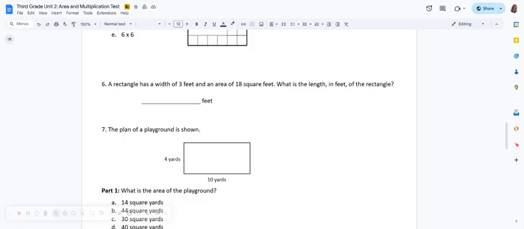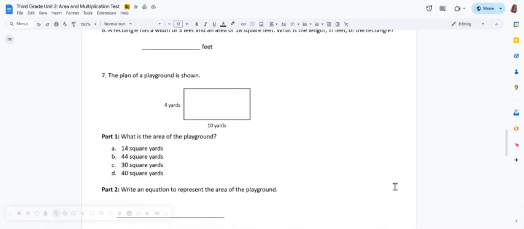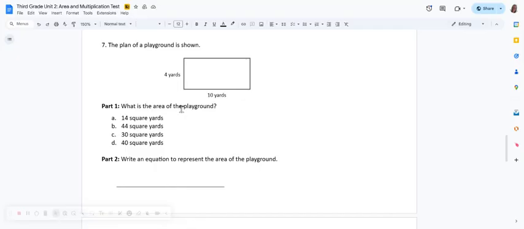Question 7 says, the plan of the playground is shown. What is the area of the playground? So find the area of the playground. Write an equation to represent the area of the playground. How did you know what the area was? Write the equation on this line.